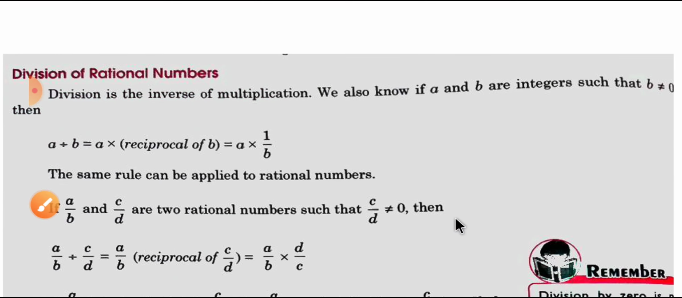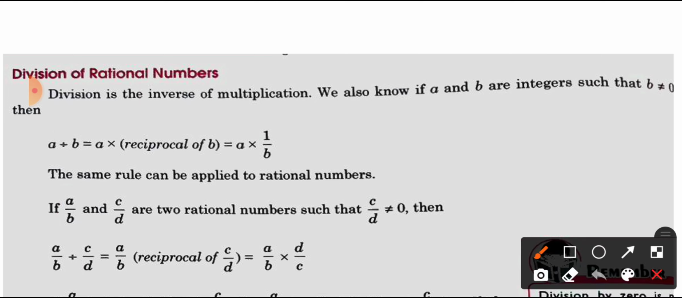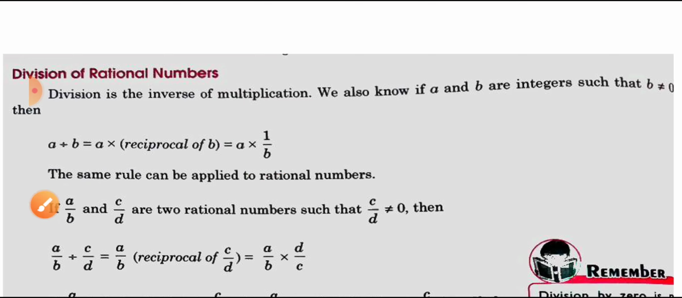Then division of rational numbers. How to divide any two rational numbers? As we know that subtraction is the inverse of addition, similarly division is the inverse of multiplication. We also know that if a and b are integers such that b is not equal to 0, then a divided by b we can write as a multiplied by the reciprocal of b, or a into 1 by b. This type of question we have already seen in our previous chapters also. So let us revise it once again.